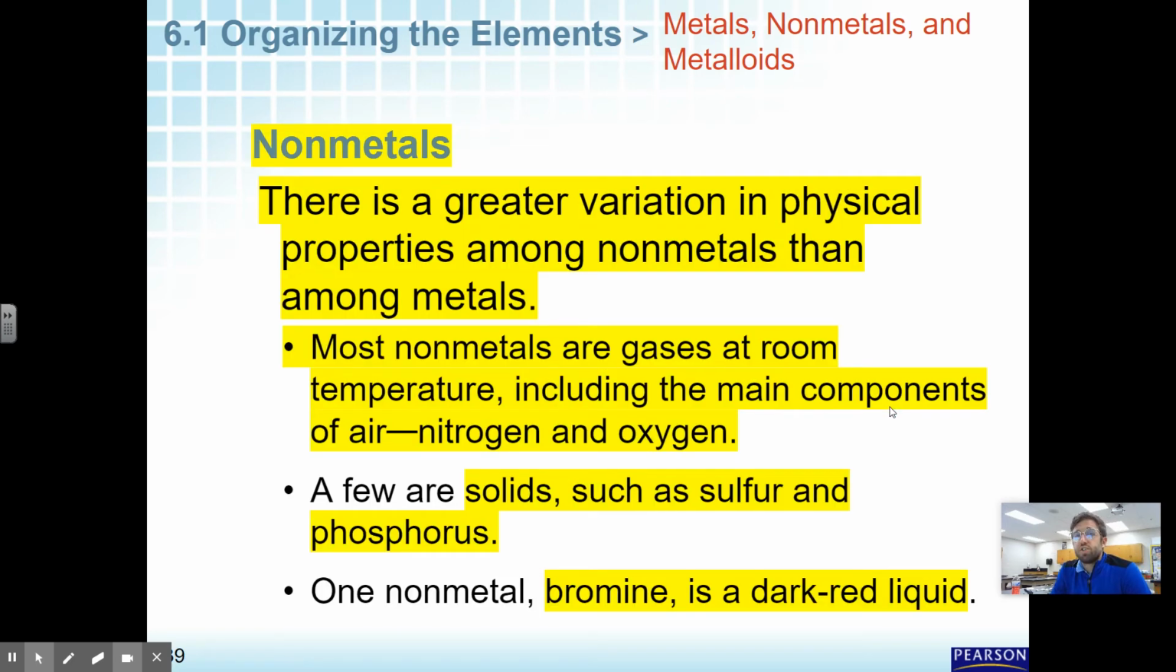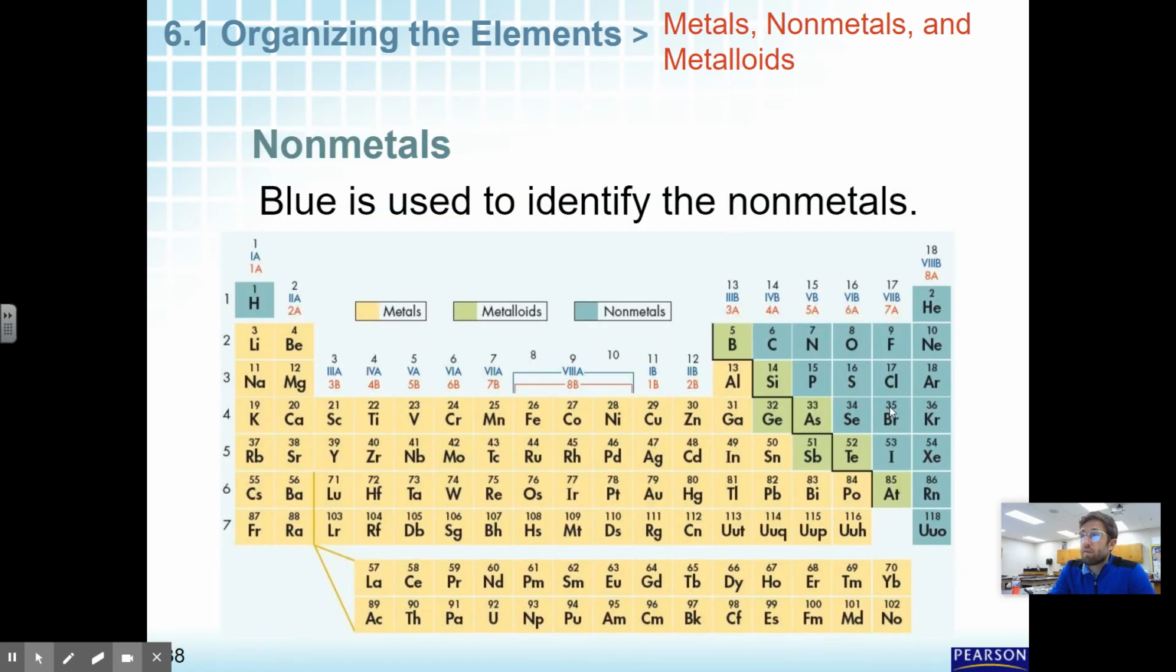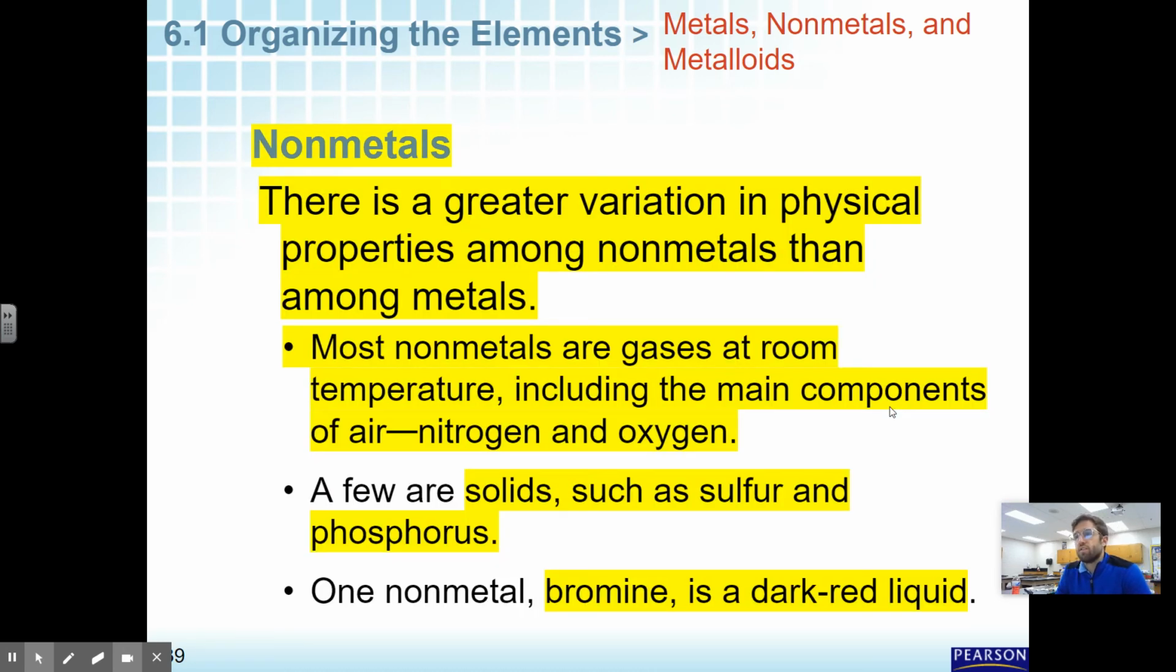So metals generally tend to be kind of the same for most of them, though there are variations. But for nonmetals, there's a great variation, because there's a huge difference between helium and sulfur, or carbon and neon. There's a huge difference there.